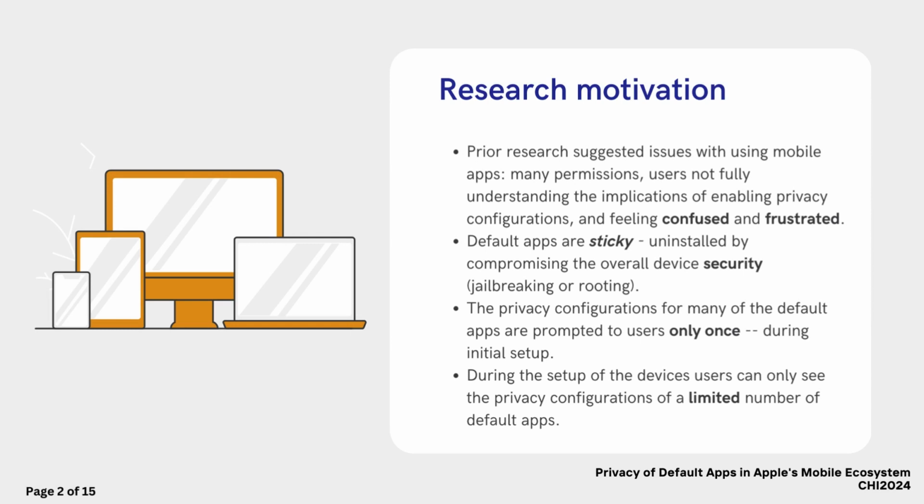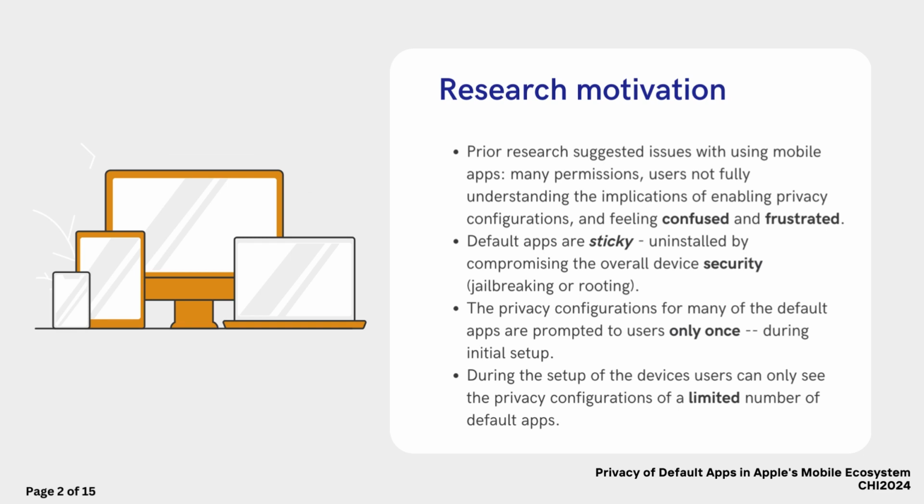So we know from prior work that users often feel confused or frustrated when handling the privacy settings or configurations of different apps. But what is specific to default apps that are part of an ecosystem? In short, default apps are sticky, meaning that they are difficult to remove or uninstall without risking compromising the overall security of the device, either by jailbreaking or rooting.